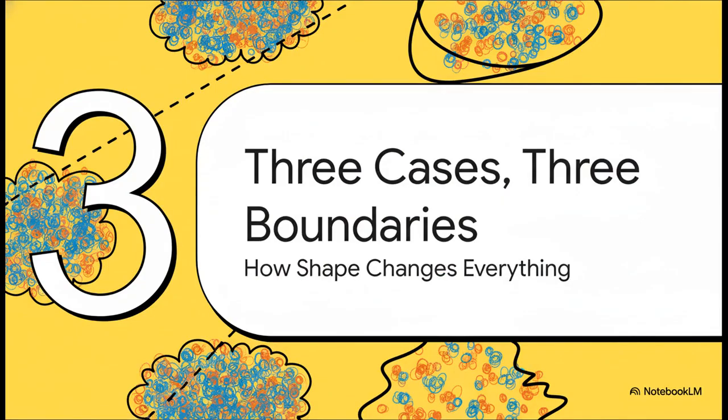And this is where we get to the absolute heart of this whole thing. It turns out that depending on what we assume about the shape of those data clouds, we get completely different kinds of boundaries between them. Let's walk through three classic scenarios.